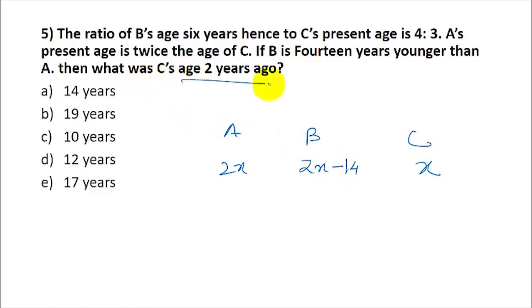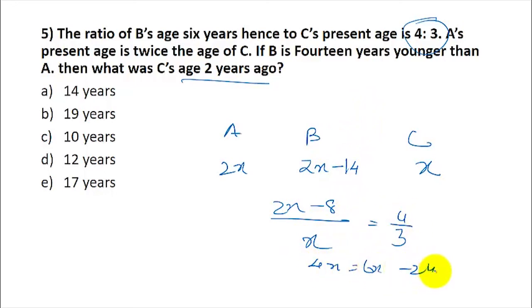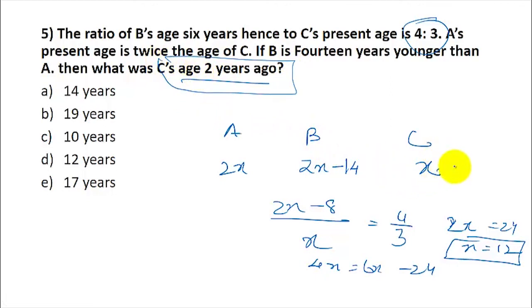Then what was C's age 2 years ago? Now it is given that the ratio of B's age 6 years hence, 2x minus 14 plus 6, would be 2x minus 8, and C's age x is equivalent to 4 by 3. Let us solve it. It will be 6x minus 24, so 2x would be 24. So x would be 12. So x is 12. Then what was C's age 2 years ago? C's age 2 years ago is 12 minus 2, that would be 10. Where is it? It is in C. So the answer would be C.